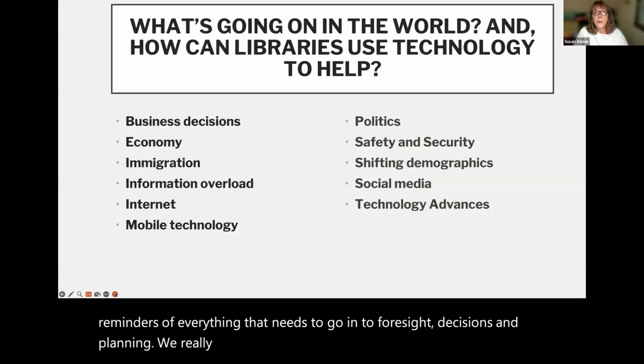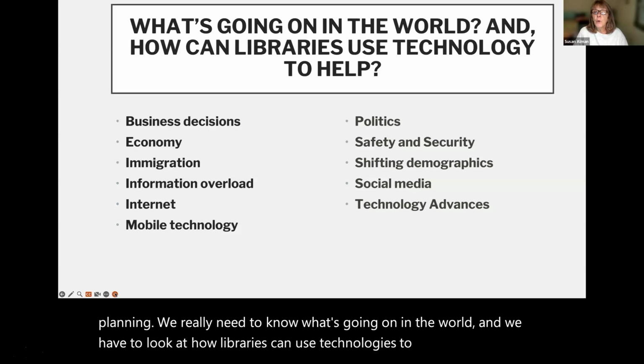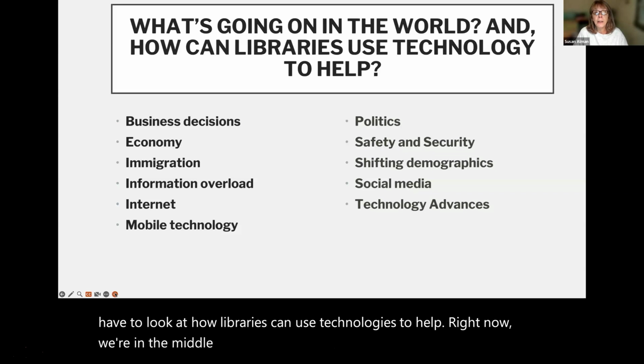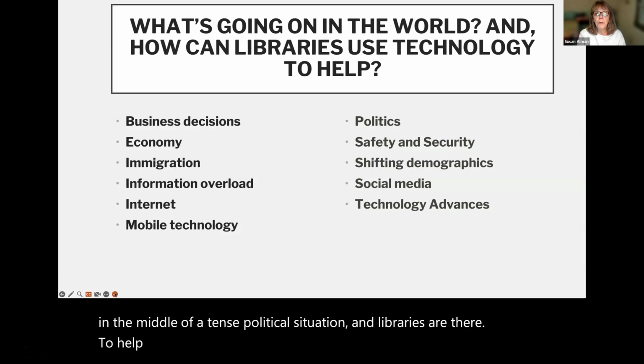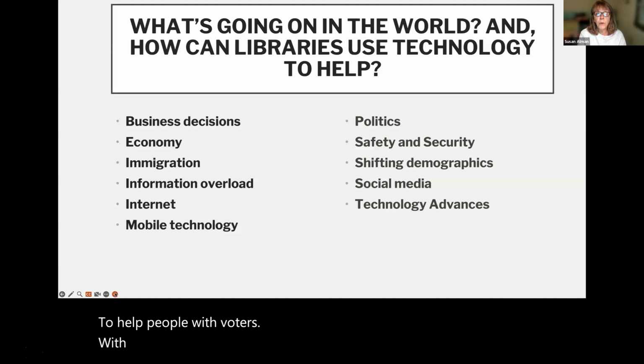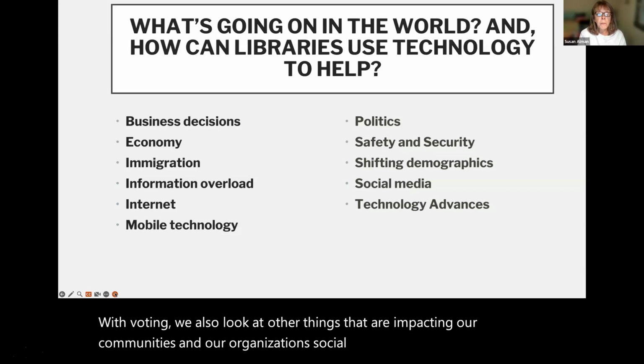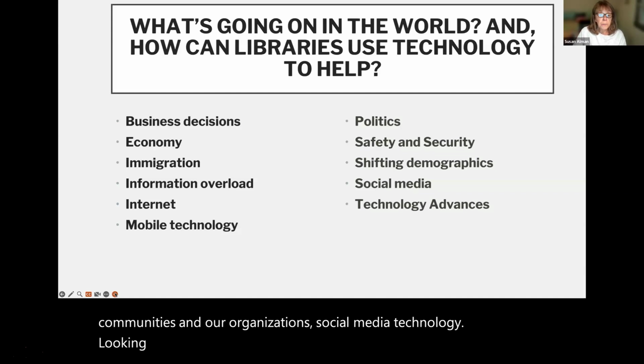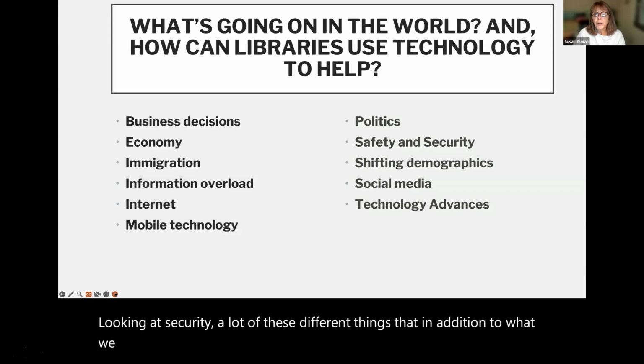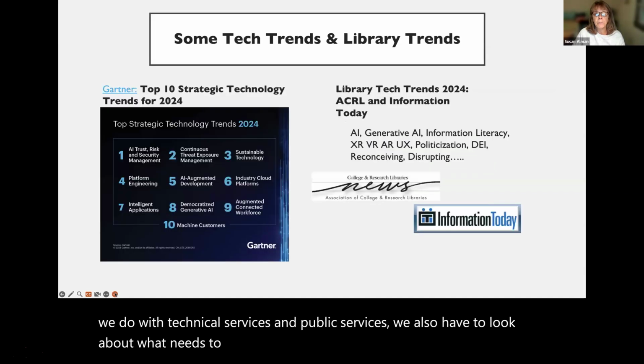We really need to know what's going on in the world, and we have to look at how libraries can use technologies to help. Right now, we're in the middle of a tense political situation, and libraries are there to help people with voting. We also look at other things that are impacting our communities and our organizations: social media, technology, looking at security, a lot of these different things that, in addition to what we do with technical services and public services, we also have to look about what needs to happen for planning.